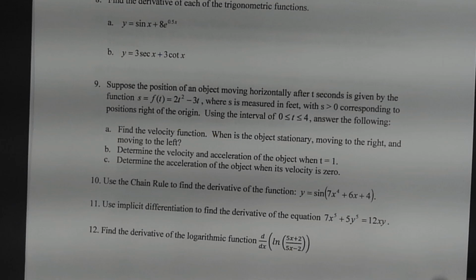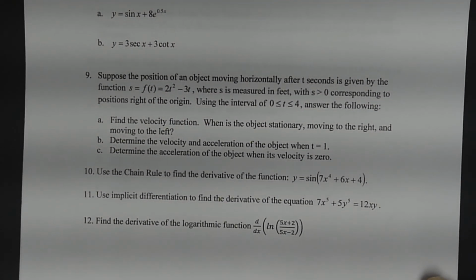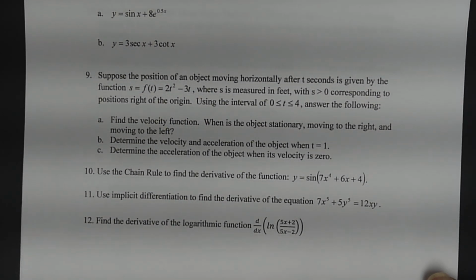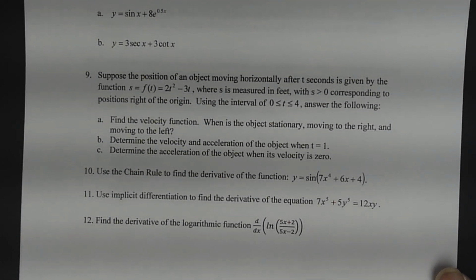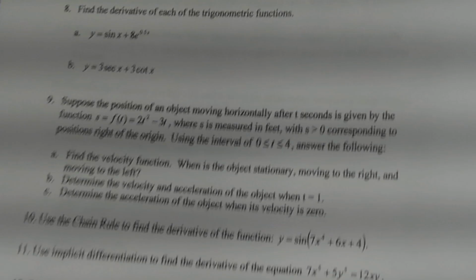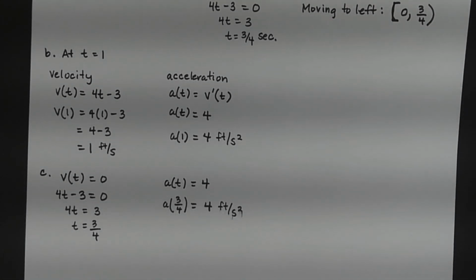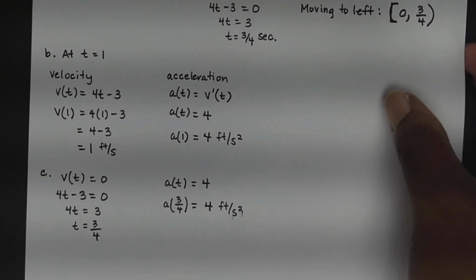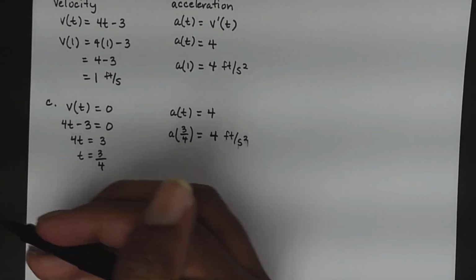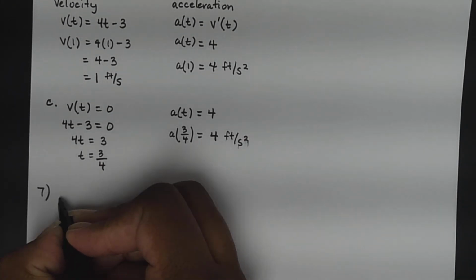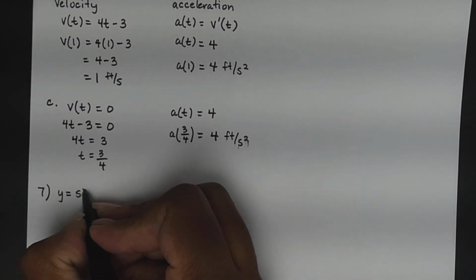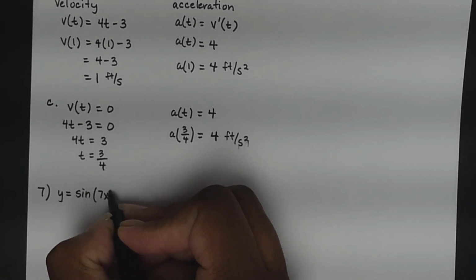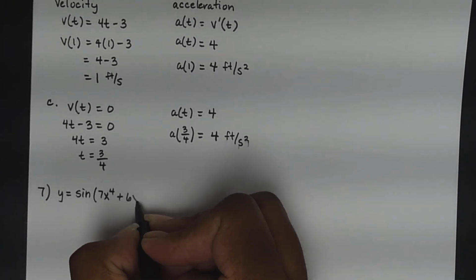Okay, problem number 10 is using the chain rule to find the derivative of the function y is equal to sine of 7x to the 4th plus 6x plus 4. So we have to use the chain rule on this one. So here we got y equal to the sine of 7x to the 4th plus 6x plus 4.